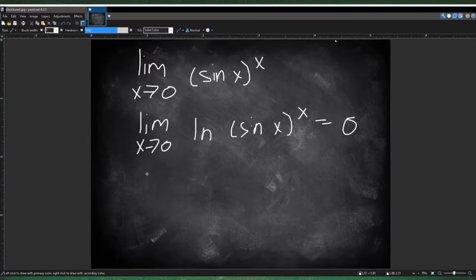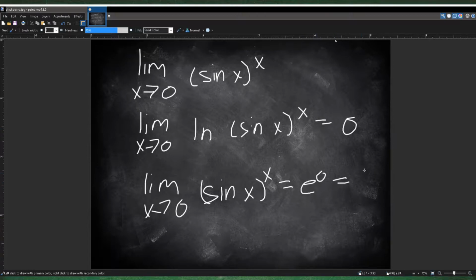So basically, now the limit as x approaches 0 of sine of x to the power of x is equal to e to the power of 0 now, right? So now it's equal to just 1. So that's basically how to find the limit for exponential.